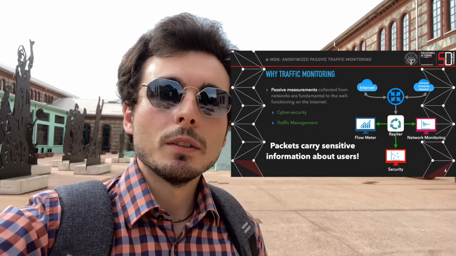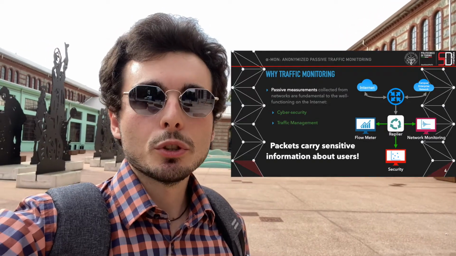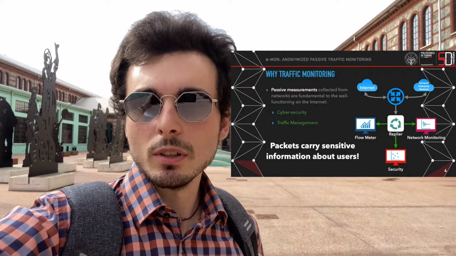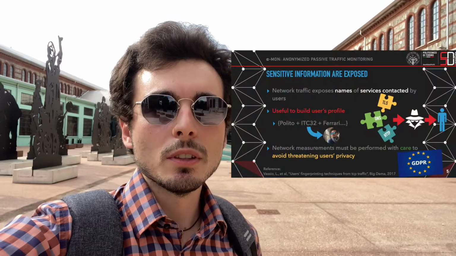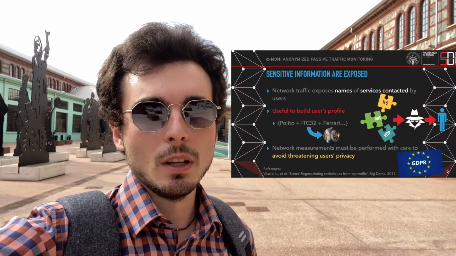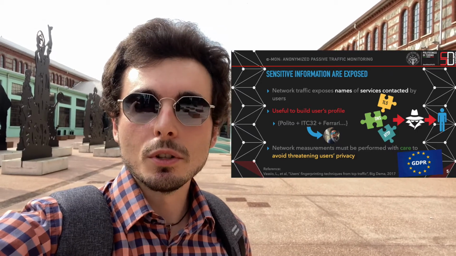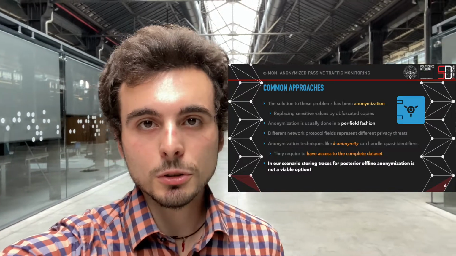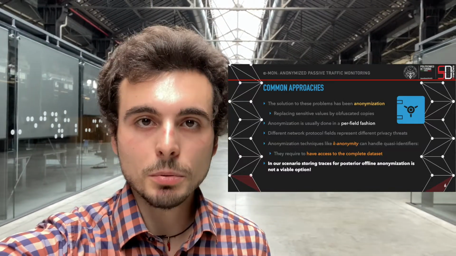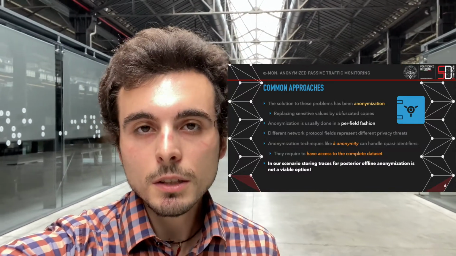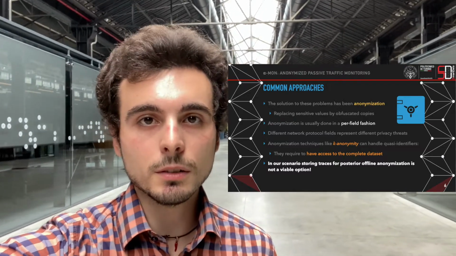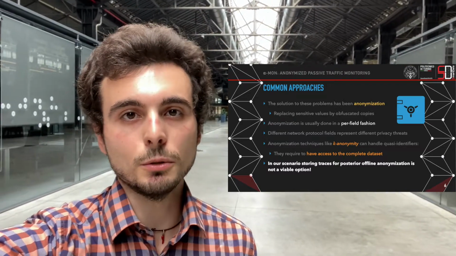The problem is that in order to do this, we should apply some traffic monitoring. These monitorings consist in collecting packets from the network, and each packet contains potential sensitive information of all the users. So in order to protect user information, we apply anonymization. The most important approach is the k-anonymity. The problem is that it needs all the dataset, but from our application this is not possible.